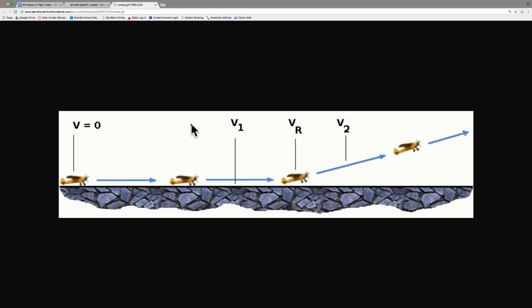Yeah, so V1 is our decision speed. This is the point at which, if they need to abort the takeoff, they have to make a go/no-go decision on takeoff, right? So as they're approaching V1, they're watching, and depending on who's flying, the PIC, the captain, and the first officer take turns on who's actually doing the stick and rudder part of the flying every flight.